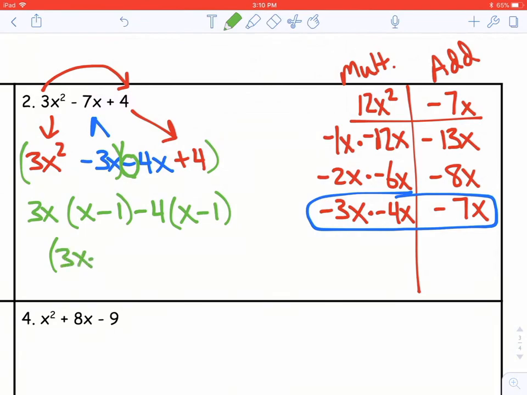And then you have 3x minus 4 are the two factors you took out, so they go together. And then x minus 1 is your other factor. And that's it.